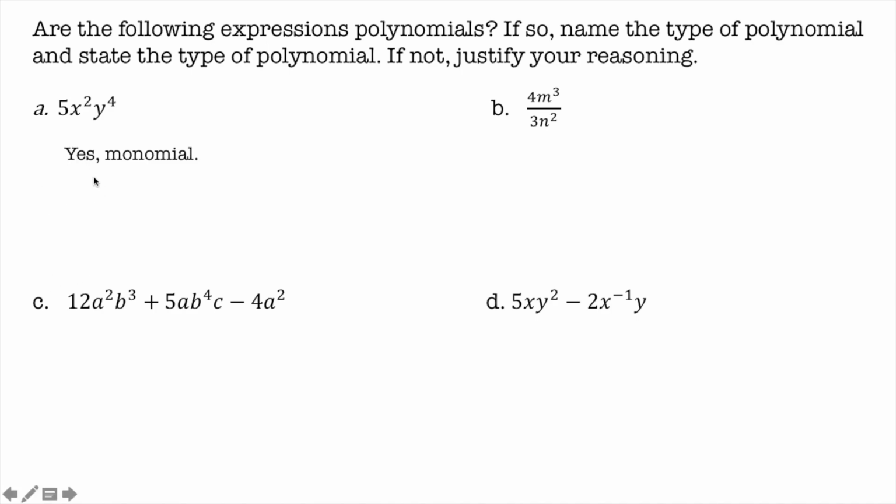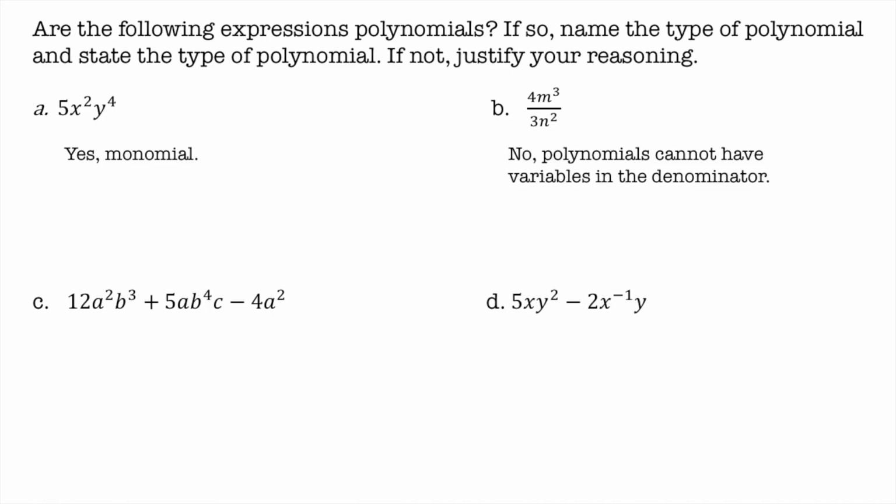under here. Then for part B, you cannot have a variable in the denominator. That does not make a polynomial. So if there is a variable in the denominator, you immediately say, nope, not a polynomial. Part C, that is a polynomial, and it's called a trinomial because there's 3 terms that are separated by a plus sign and a minus sign.